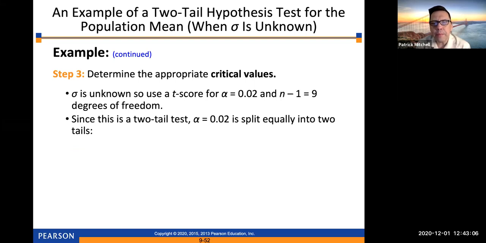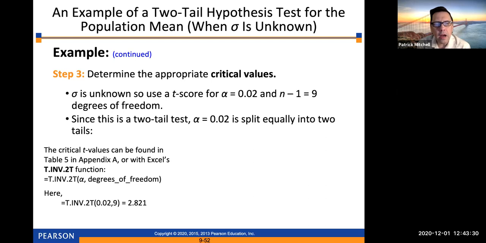Step 3, determine the appropriate critical values. Since sigma is unknown, we will again use a t-score for alpha equals 0.02 and 9 degrees of freedom, since our sample size is 10. Since this is a two-tailed test, the alpha equals 0.02 is split equally into two tails. Again, you can find the critical t values from table A3. From now on, if you see any reference to table 5 in Appendix A, we call that table A3, all right? Or with Excel's t.inv.2t function. The 2t stands for two-tailed.